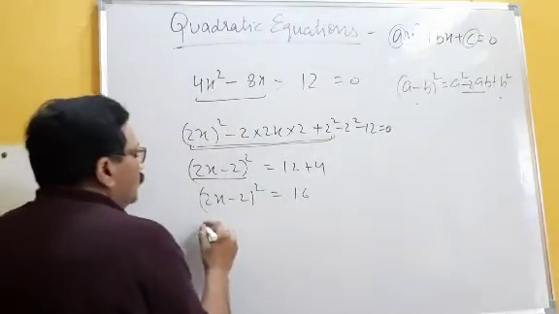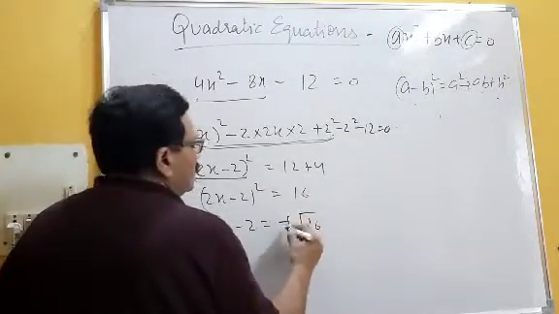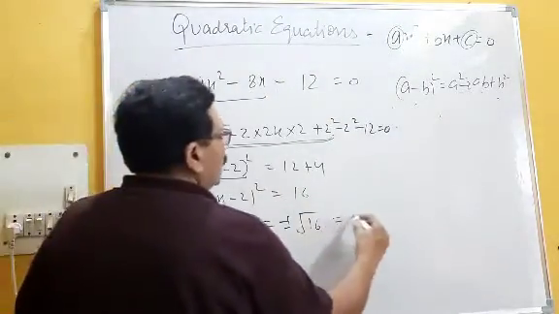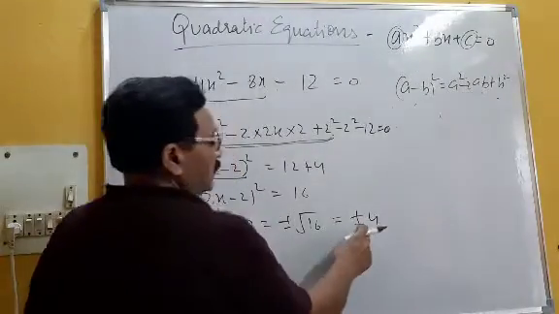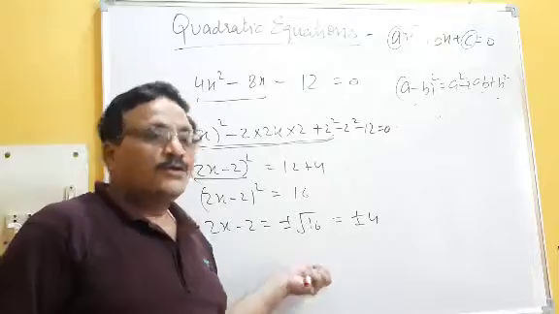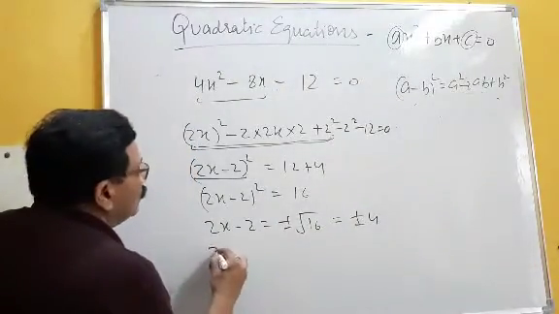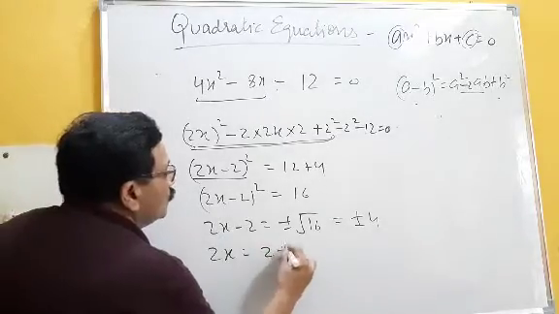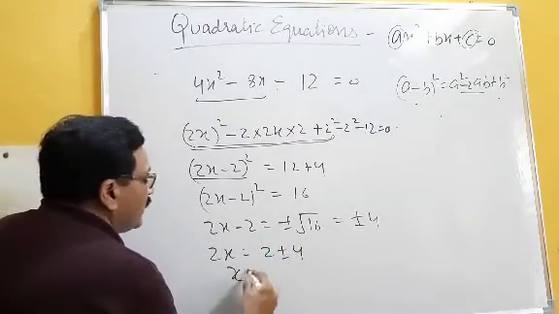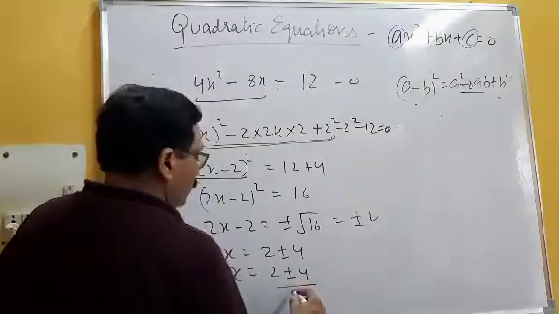Now you can solve. 2x minus 2 is taking the square root of 16, plus minus root 16. Then you get plus minus 4. Right? This point you know, plus minus 4, because this is under root, this will be the square of 4 or maybe the square of minus 4. Now 2x equals 2 plus minus 4, then x equals (2 plus minus 4) upon 2.